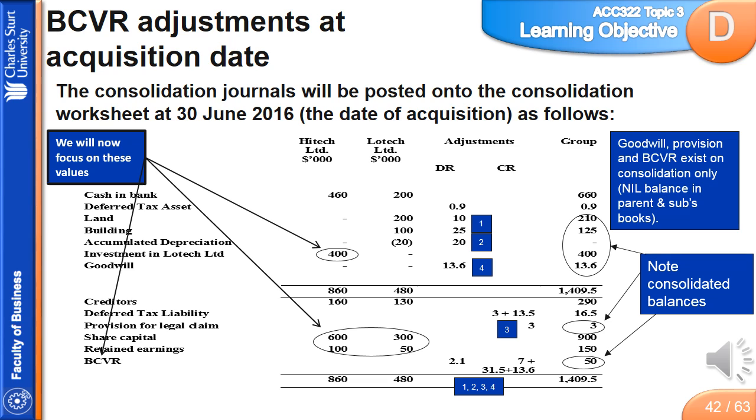So anyway, just looking at this group column, the final column, this is where the total accounts are placed, and these are the figures that are then taken to the financial statements with the consolidated accounts. So let's look on the next slide how we account for the pre-acquisition entries.